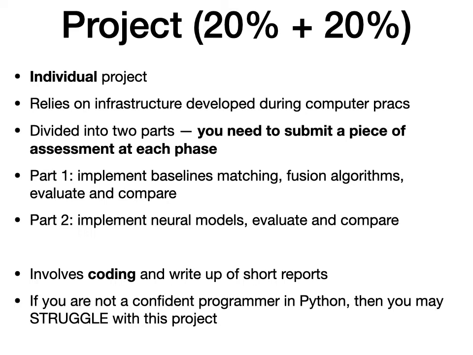The project, as I mentioned, is divided into 2 parts, and you need to submit a piece of assessment for each part, for each phase. The first part will look at implementing baselines for matching, fusion, and you will evaluate and compare methods. In part 2, you will implement neural models, and again you will evaluate and compare the methods. The project involves coding and writing a short report. It will be done in Python and within Python notebooks. So if you are not a confident programmer in Python, then you might struggle with the project.